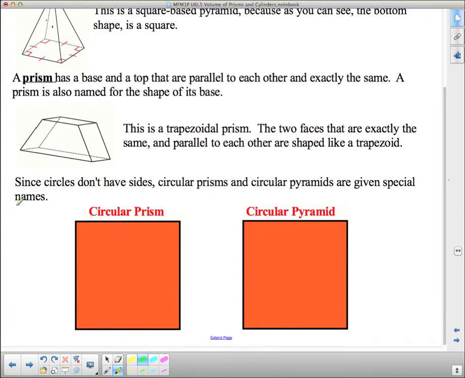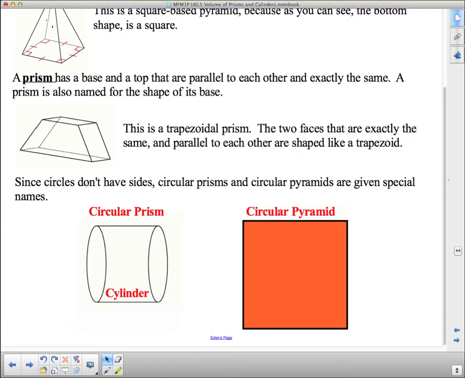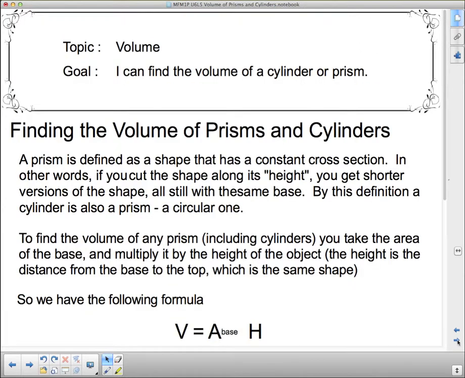Now, since circles don't have sides, circular prisms and circular pyramids are given special names. So a circular prism is a cylinder and a circular pyramid is a cone. Now, we're going on to talk about the volume of prisms and cylinders. So we're not talking about pyramids and cones today. We're going to do that next. Right now, we're talking about prisms and cylinders.